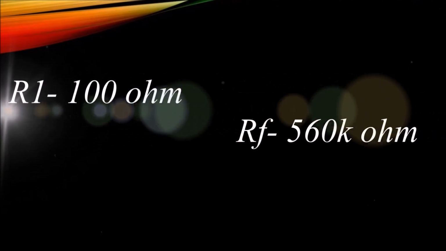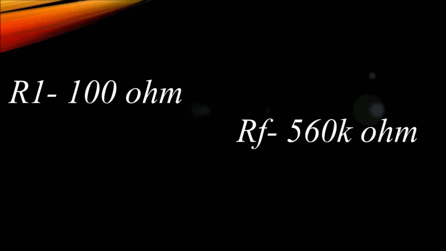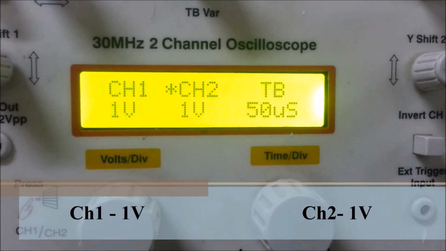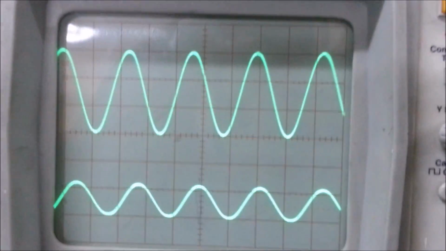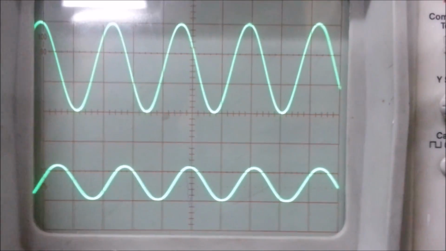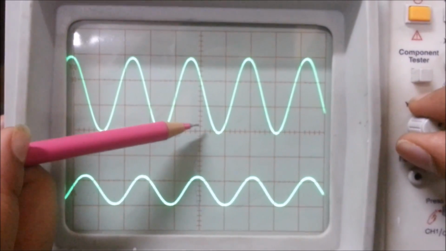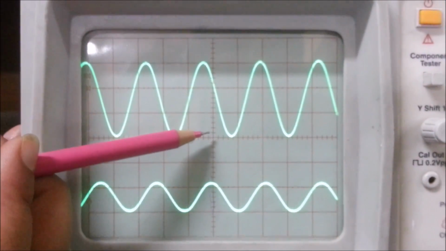Case 1, that is R1 equal to 100 ohm and RF equal to 560K. Note down that channel 1 and channel 2 are at 1 volt. The upper waveform is our input waveform, whereas the lower waveform is our output waveform. The upper waveform can be adjusted through Y shift 1 and our lower waveform can be adjusted through Y shift 2.